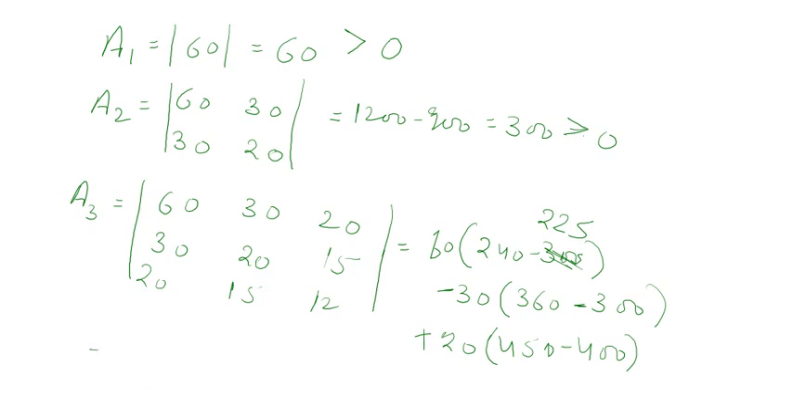So the A3 is equal to 60 into 240 minus 225. So 240 minus 225 is 15. So 15 into 6 is 900, right? Minus 1800 plus 1000. So that is equal to 100, which is strictly greater than 0. So all leading principal minors are strictly greater than 0 for the given matrix. So the third condition is verified. So you can proceed for finding.